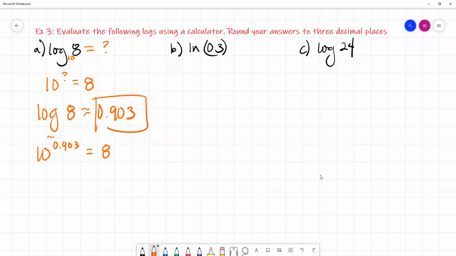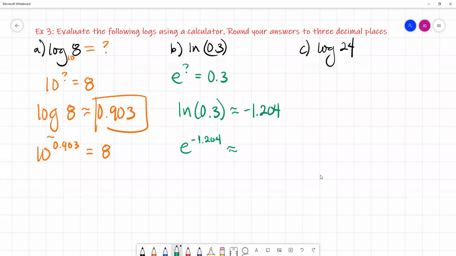So here, what is this really asking behind the scenes? This is asking e to what power is 0.3. And in this case, that happens to be about negative 1.204. So e to the negative 1.204 is approximately 0.3.